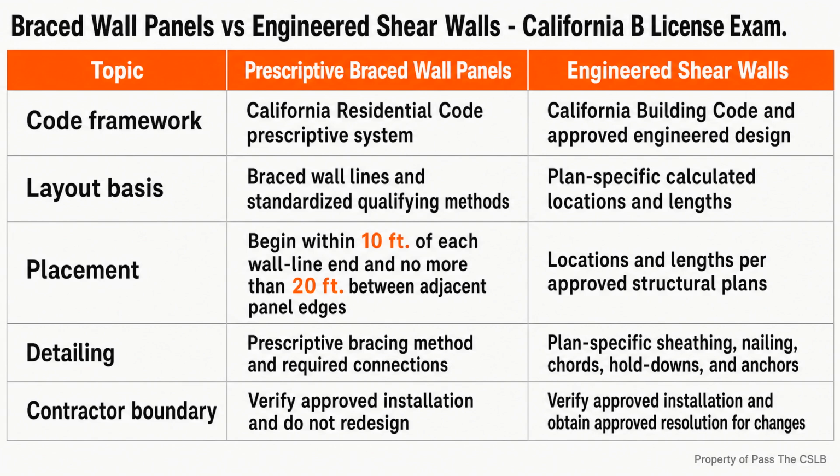Imagine a contractor who finds a plumbing conflict at the end of an engineered shear wall. Sliding the wall 2 feet down the line may look harmless in the field, but that move changes the location of the resisting element and may change the load path. The correct supervision move is to stop the affected work, document the conflict, and obtain an approved resolution. I do not redesign around the conflict with job site instinct.